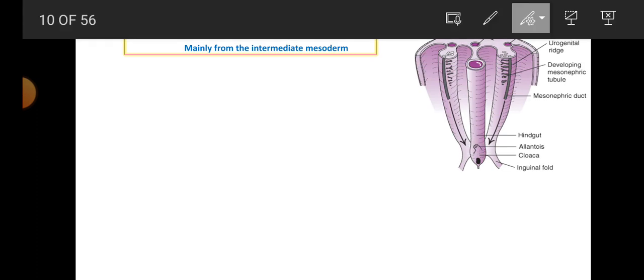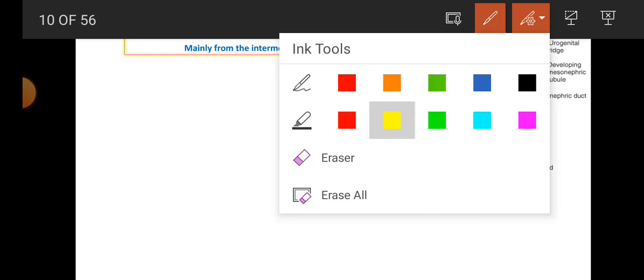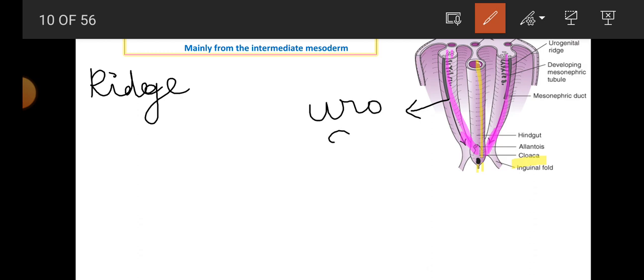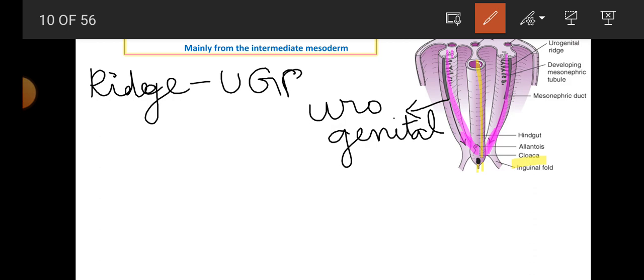Now see here, this is the gut tube, the lower end is called cloaca, and this is the intermediate mesoderm that also joins into the cloaca. Now this is elevated. There is a ridge which is formed. The intermediate mesoderm forms a ridge, and this ridge is going to contribute to the development of the urinary system and genital system. So I am going to call this ridge the urogenital ridge. So this is the urogenital ridge.